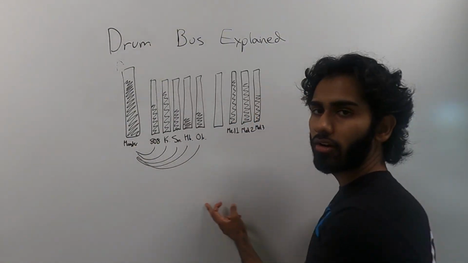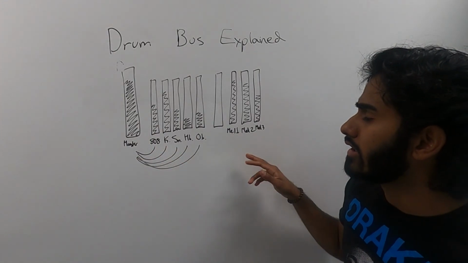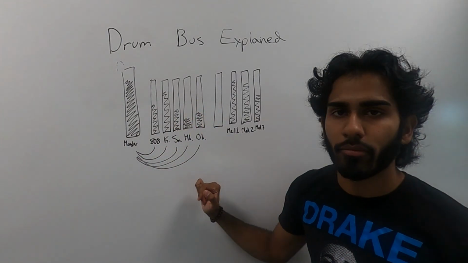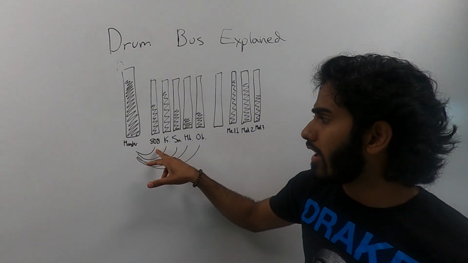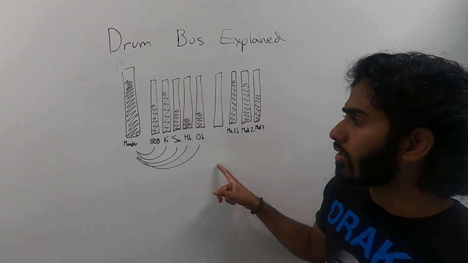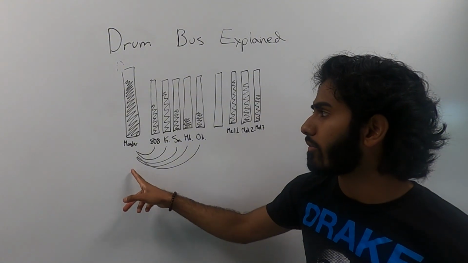So what I've drawn here is basically, in any sort of DAW, you're going to have this basic layout for your mixers, right? Each mixer track is routed to a different element of your song. And as you can see, the 808, kick, snare, hi-hat, open hat, so all the elements of your drums are being routed to the master right now. They're just directly going to the master.